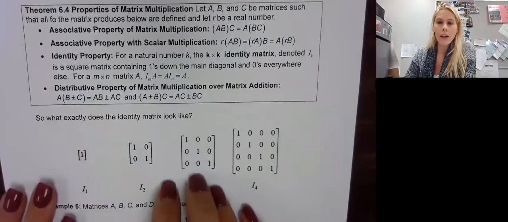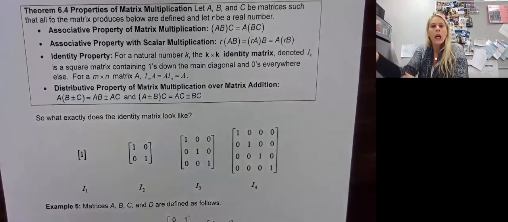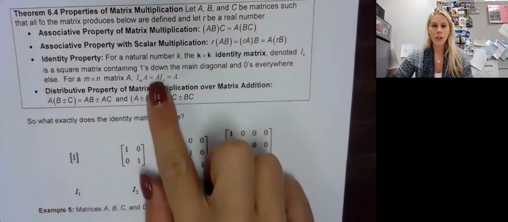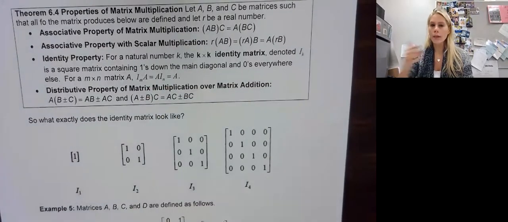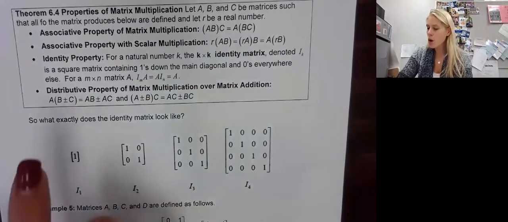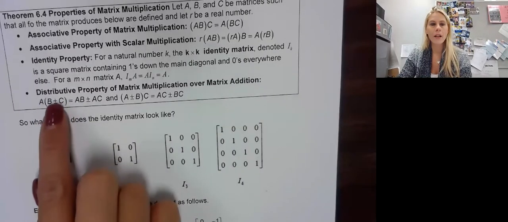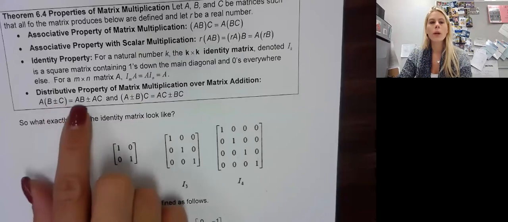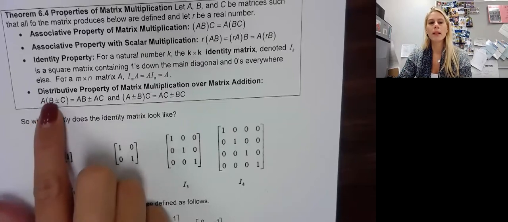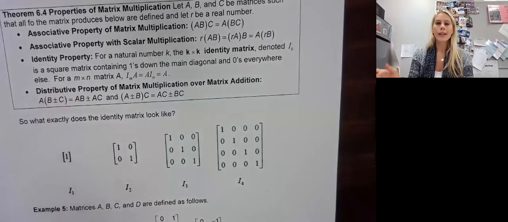Identity. We're going to go over identity in a minute. That's almost like multiplying by 1. As you can see, we can do the identity times matrix A or matrix A times identity and still get matrix A. The distributive property. So we have matrix A, matrix B, and matrix C. Whether we're adding or subtracting A and C, we can still multiply each. We can multiply A times B and then A times C, and then add or subtract them together, or we can do it the other way.